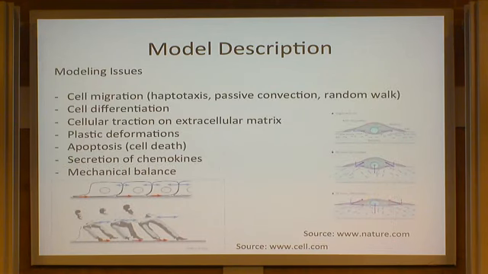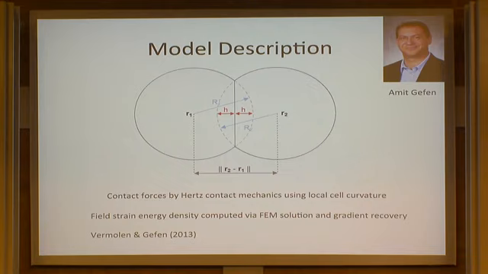I know people are getting impatient for the equations, but first the modeling issues. We have cell migration, differentiation of cells, traction of the cells on the extracellular matrix, plastic deformations, apoptosis (cell death), secretion of chemokines, as well as a mechanical balance. Okay, mechanical balance as well, because these cells, well, I think Amit told you about it in his previous talk, exert forces.